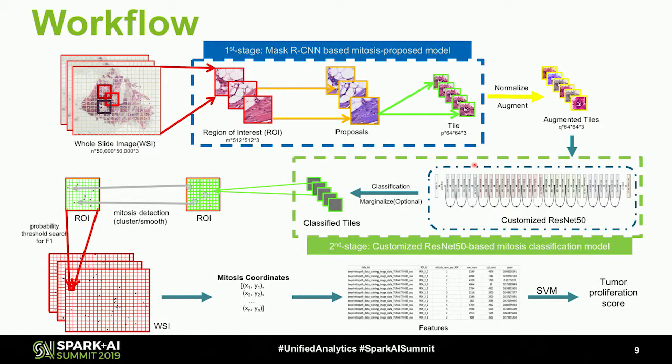Then we run the classification model on these candidates and get the prediction probability for each mitosis. Then we search the probability threshold to get the best F1 score. Once we get the threshold, we can know which candidates are mitosis or not. Then we will load the mitosis location in the input image and combine the output from the first stage. The first stage gives the shape information about the nuclei. So with this information, we will derive the shape, size, and texture information about the mitosis. Then we can build another model to estimate the tumor proliferation score.